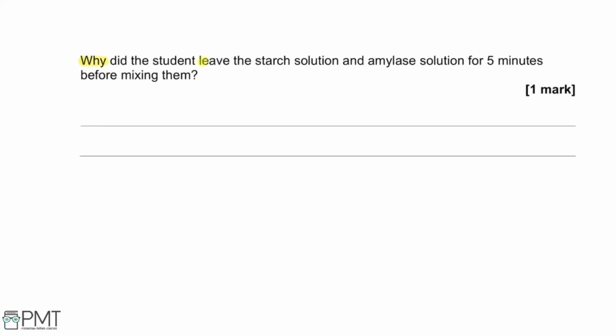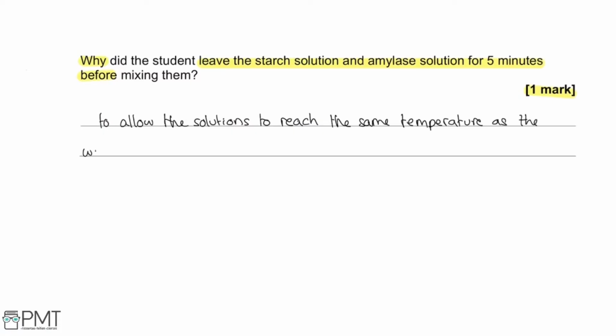Why did the student leave the starch solution and the amylase solution for 5 minutes before mixing them? And this question is worth 1 mark. So what it's asking you about here is that equilibration we mentioned earlier, and it's essentially to allow the solutions to reach the same temperature. So that will be the temperature of the water. And you can say it like that, or you can say to allow both solutions to reach 5 degrees C.